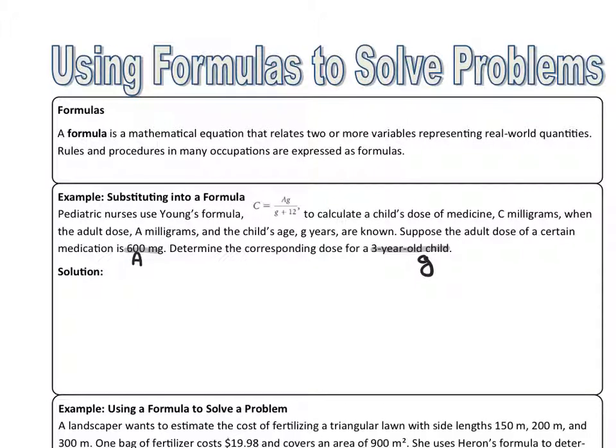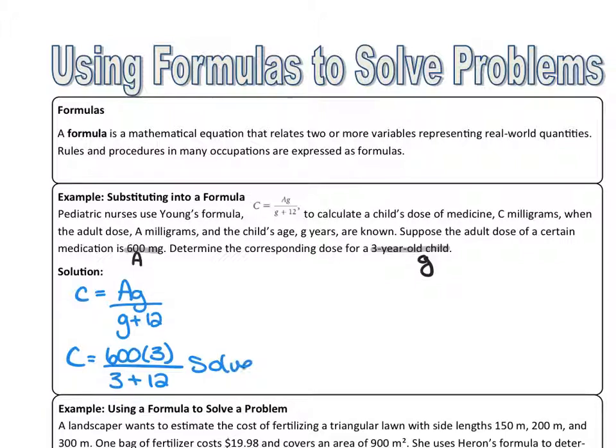And then all you have to do is substitute those values into the formula, and then we'll solve it using order of operations. So here we go. Here's the formula, C equals AG over G plus 12. So wherever I see A, I'm going to put 600, and wherever I see G, I'm going to put 3. So C equals A, which is 600, times G, which is 3, divided by G, 3, plus 12. And then we'll just solve it or calculate it.